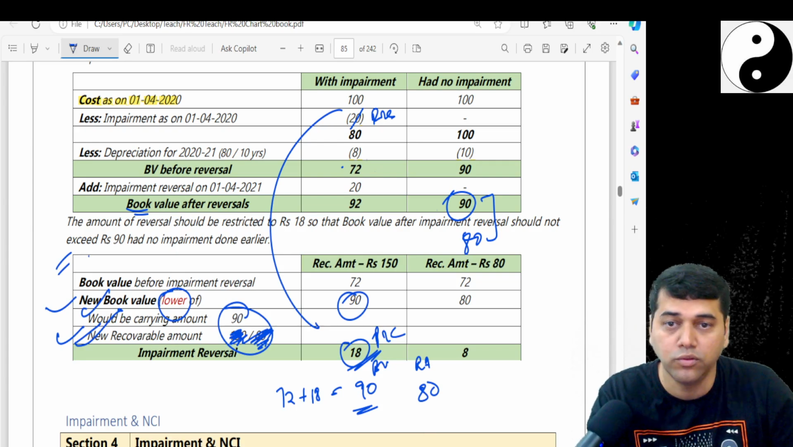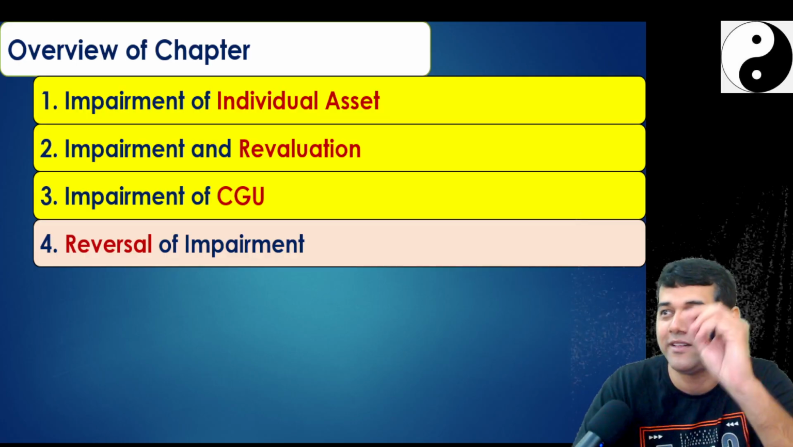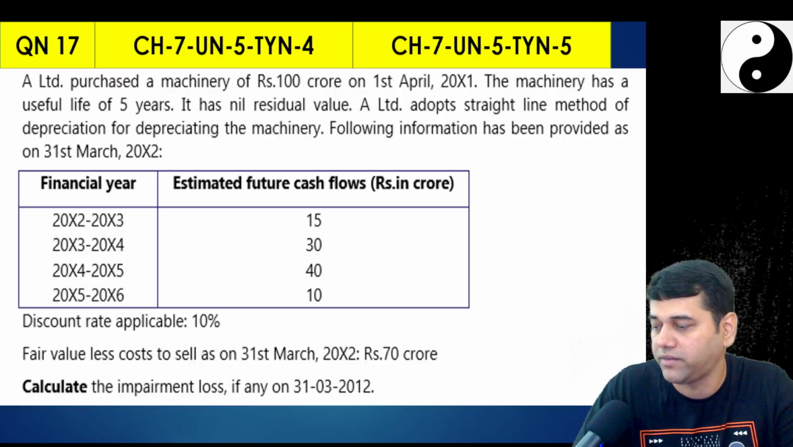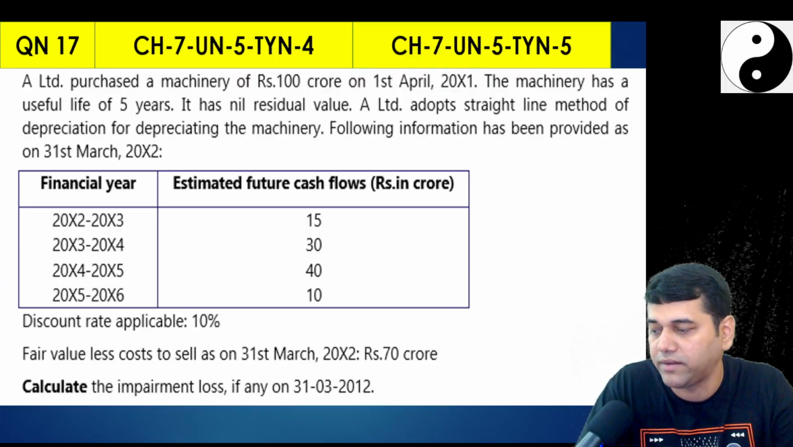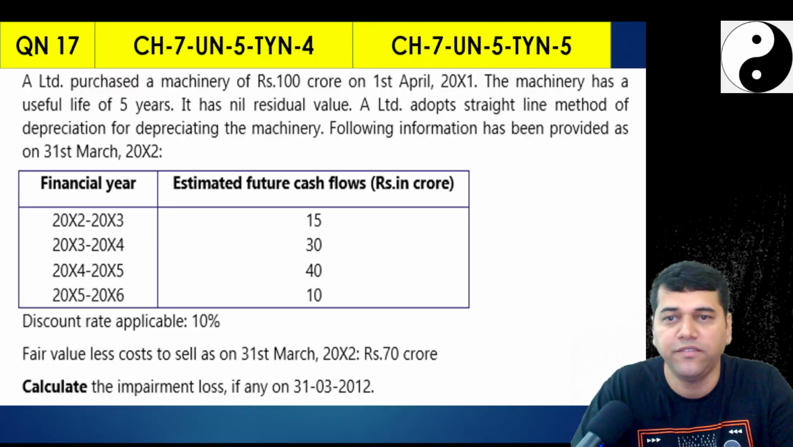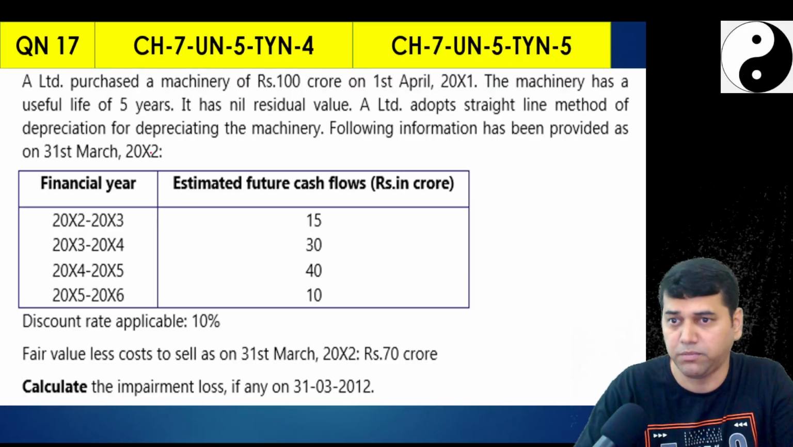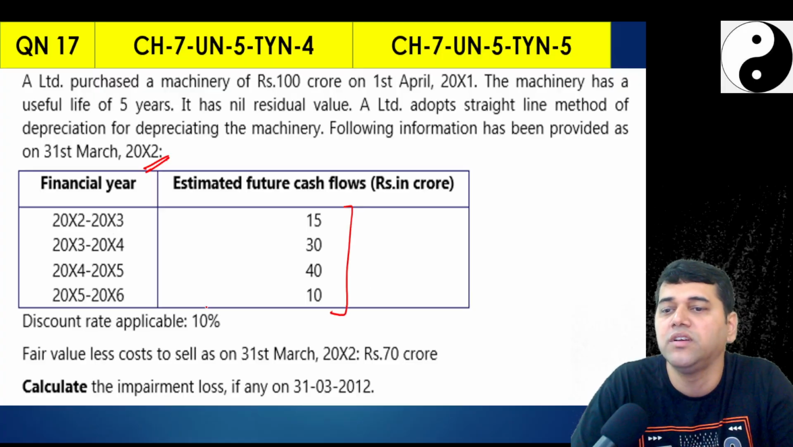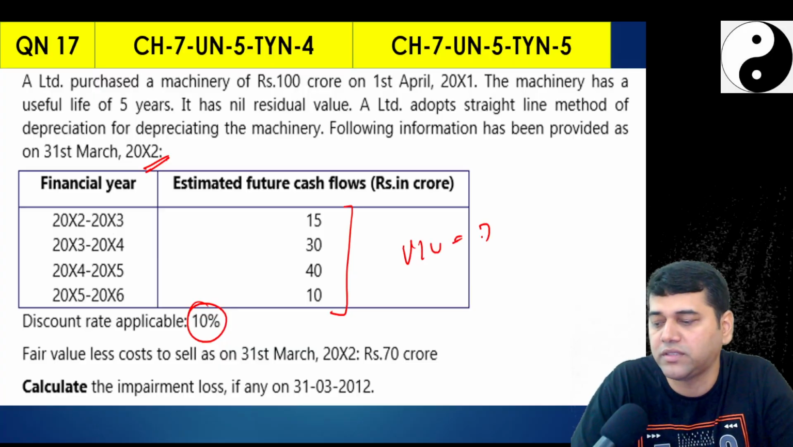You understand how the examination problems will come, and there is more focus on small, minute details. Take out question number 17. A Limited purchased a machinery for 100 crore on 1st April 2011. The machinery has a life, adopt SLM. Information has been given on 31st March 2012, so 12/13. They have given you the future cash flows and the discount rate. We know the value in use is 75.31.